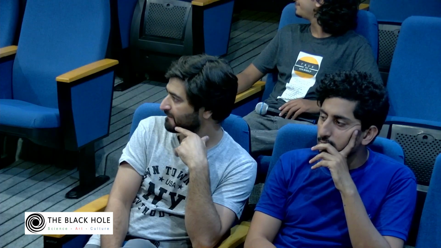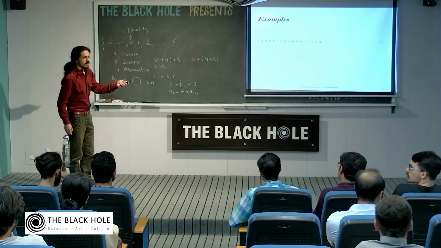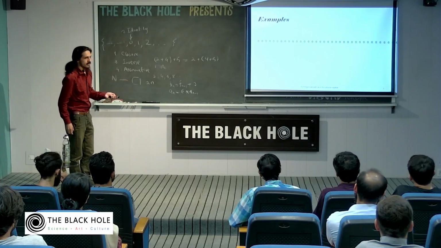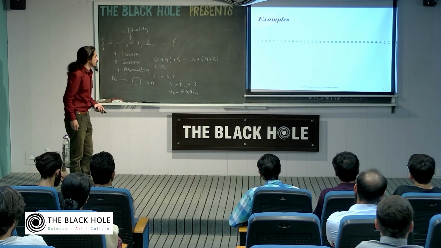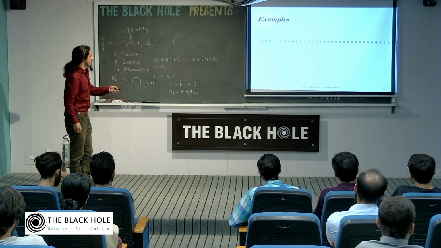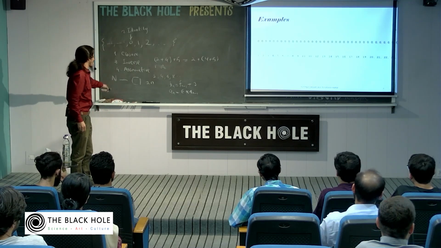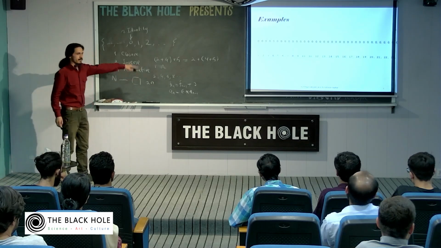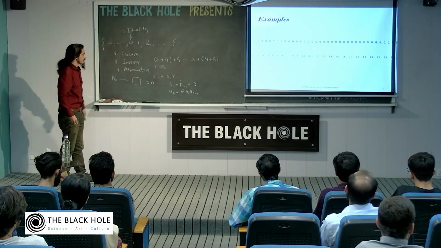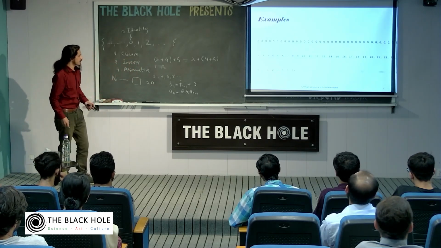So for example, this sequence of zeros is called the null sequence. Not very interesting. Again, this is the same as the natural numbers, every natural number giving itself back. And this is the Fibonacci sequence.